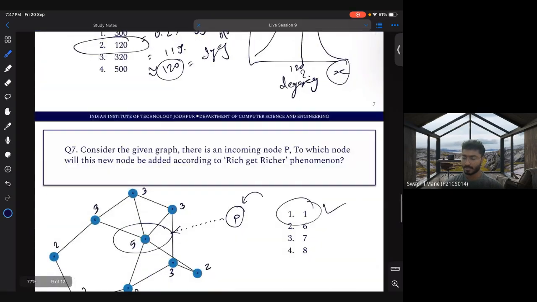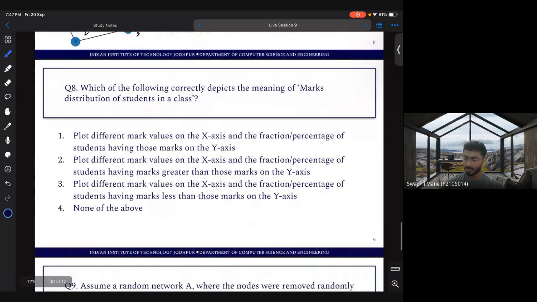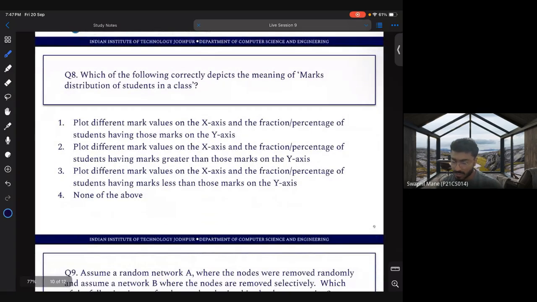This week's assignment questions are relatively simple. In the next question, let's discuss an example, the student marks distribution example. Which of the following correctly depicts the meaning of the marks distribution of students in a class?